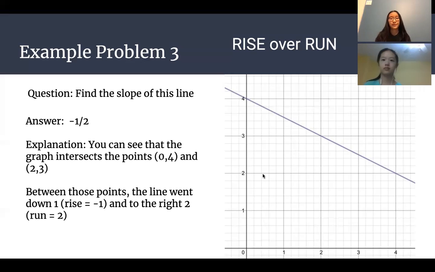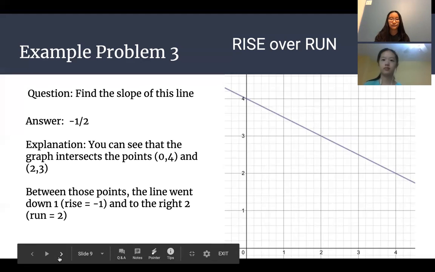And now you don't have to do it in that order. You can also take the point 2, 3 and then go to 0, 4, and that will give you the same slope. Or you can even take different points like 4, 0 and 2, 3. The slope of the line just remains constant because it's a line and it'll always have the same slope.